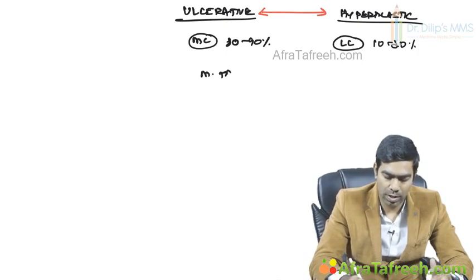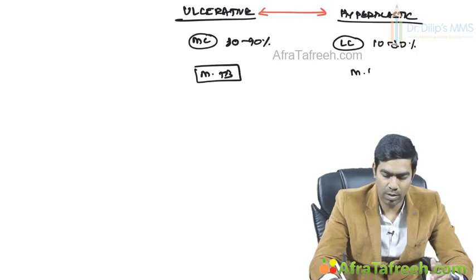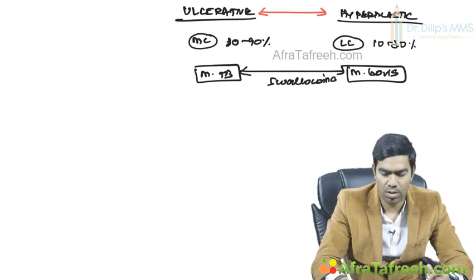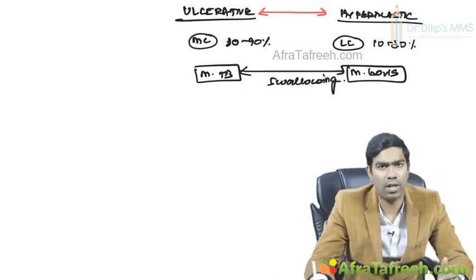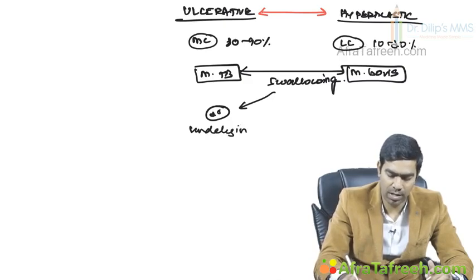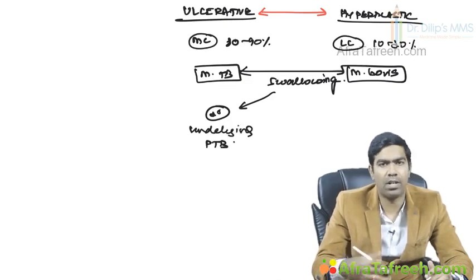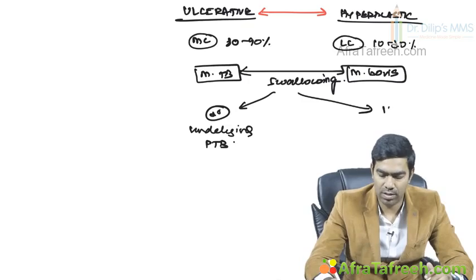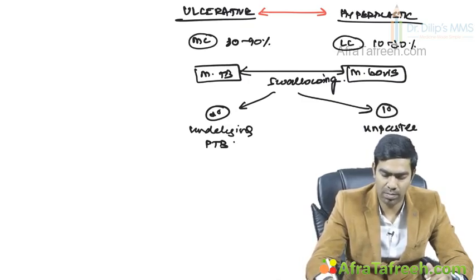And this is due to Mycobacterium tuberculosis, and this is due to Mycobacterium bovis. Both are due to swallowing only, obviously. GITB itself is the infection caused by swallowing of the bacteria only. So here it is a secondary swallowing from an underlying pulmonary TB. Most of the time there will be an underlying PTB, and from that you will be swallowing the bacteria. Here it's always primary swallowing, which means from unpasteurized milk, you are swallowing the Mycobacterium bovis.